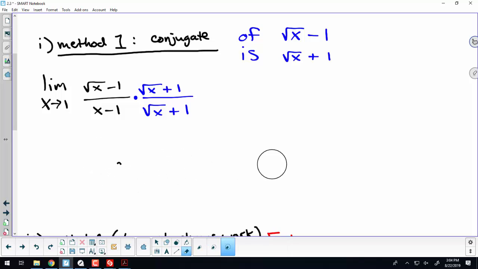If it's fine if you don't want to keep writing limit as x approaches 1, limit as x approaches 1, right? If you don't want to do that, then just take your algebra stuff off to the side and simplify that, and then come write it in later with the limit. So let's just simplify that.